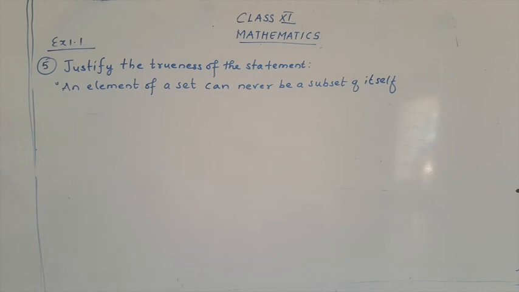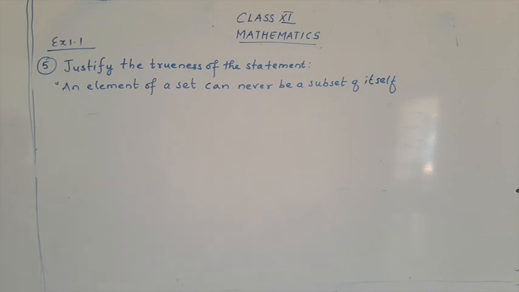Okay, now let's come back to our class. We are going to continue with the fifth sum today. Justify the trueness of the statement. What's the statement given? An element of a set can never be a subset of itself. Now the question says justify the trueness. Justify the trueness means you have to check whether the given statement is a true statement or a false statement.